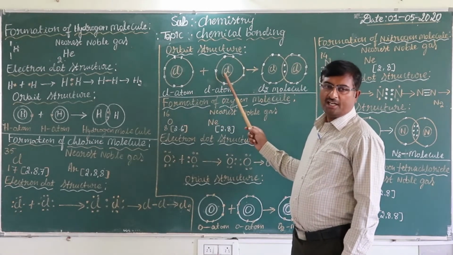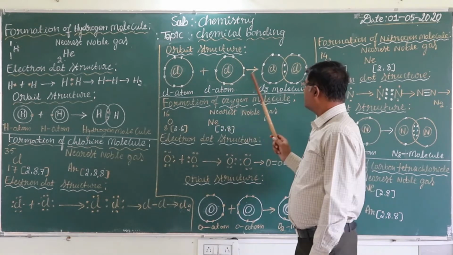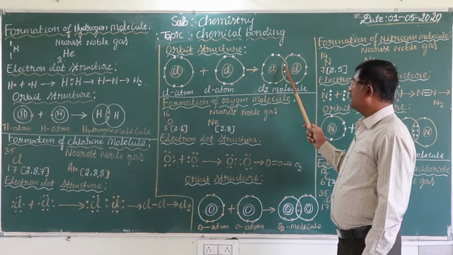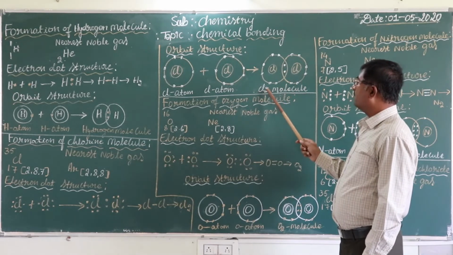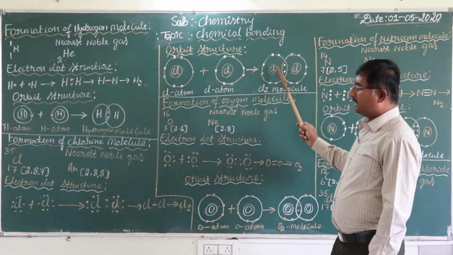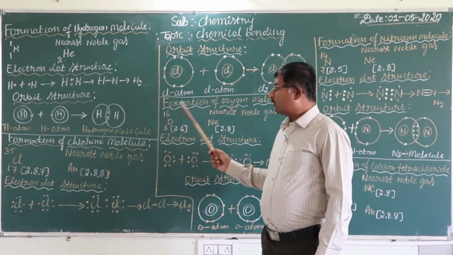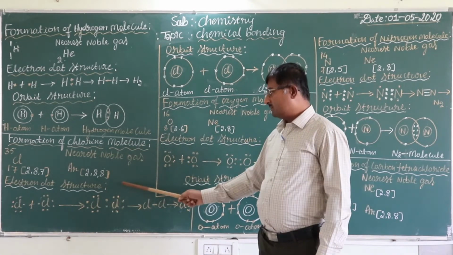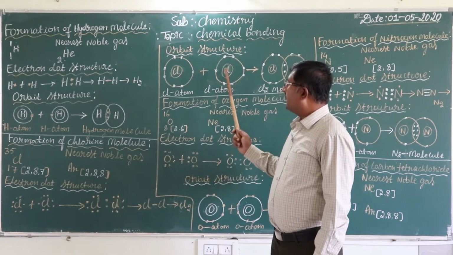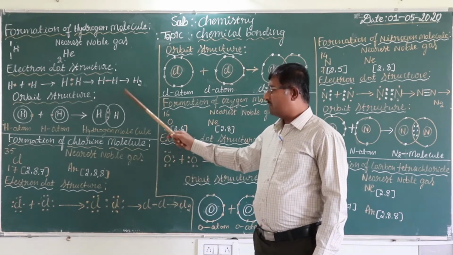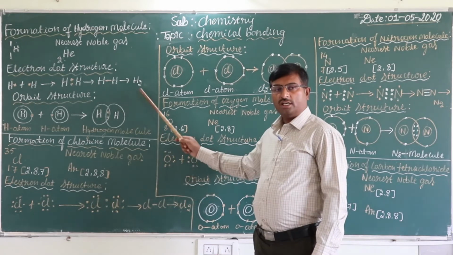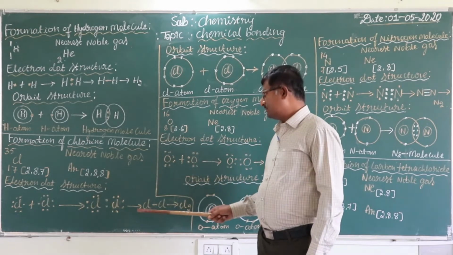When these two chlorine atoms combine together, one pair of electrons will be shared between both the chlorine atoms, and like this the chlorine molecule will form. Like this the chlorine molecule is formed. Electron dot structure and orbit structure. In this, all the electron dot structures you have to remember. Electron dot structures are more important.